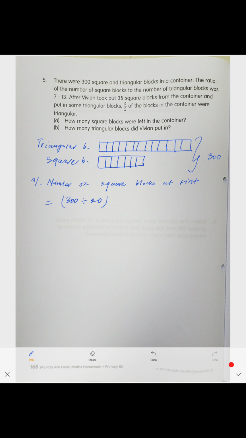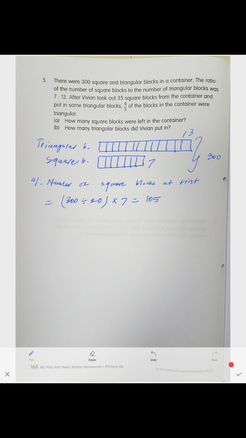I hope it's clear. 300 pieces, 20 units total. 300 divided by 20 is 1 unit. 7 units is square. This is 13. So 1 unit is 300 divided by 20, and 7 units is 105.